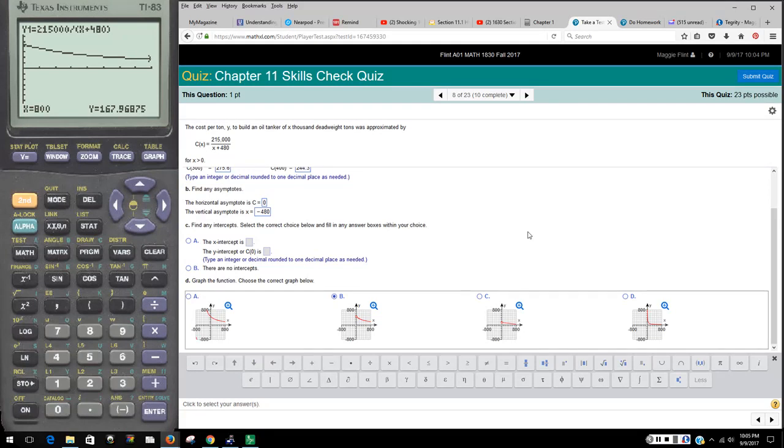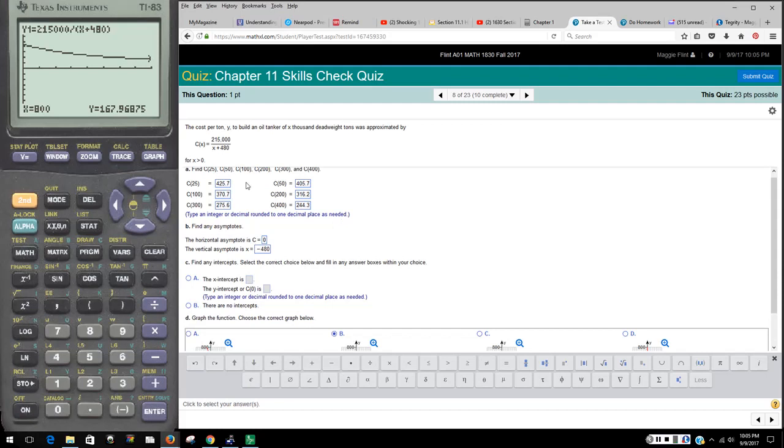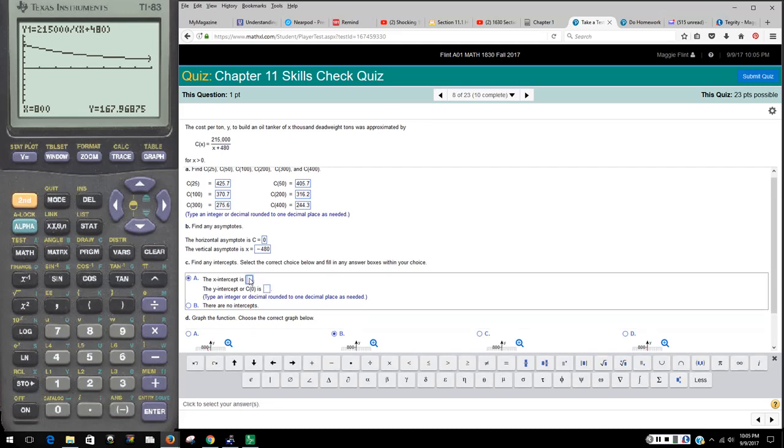This is one of the skills I hope you will develop, is using your calculator properly to help you find values, to help you find asymptotes, and to help you read the problem to determine which one of your graphs is correct. Now, I haven't done the x-intercept. Well, that's because the x-intercept doesn't occur. It doesn't cross the x-axis. So B, there are no intercepts.